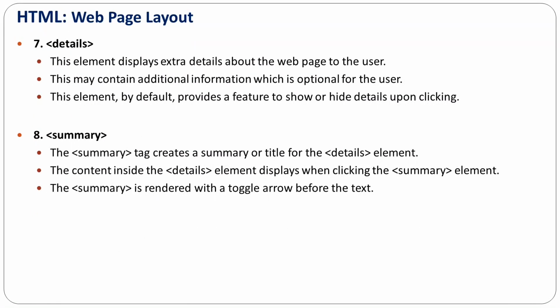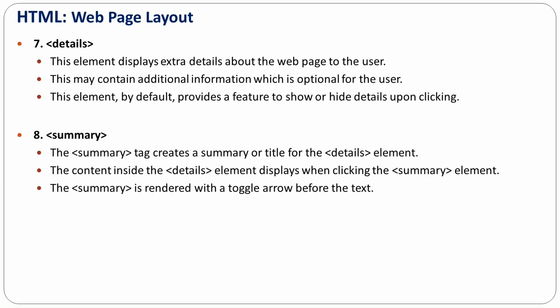Next is the details element. This element displays extra details about the web page to the user. This may contain additional information which is optional for the user. This element by default provides a feature to show or hide details upon clicking. If optional information is there and that is not that important, then we can display it using the details element. With that, there is another element, that is summary.